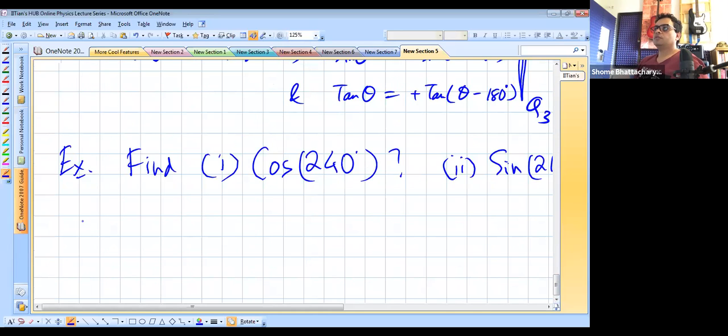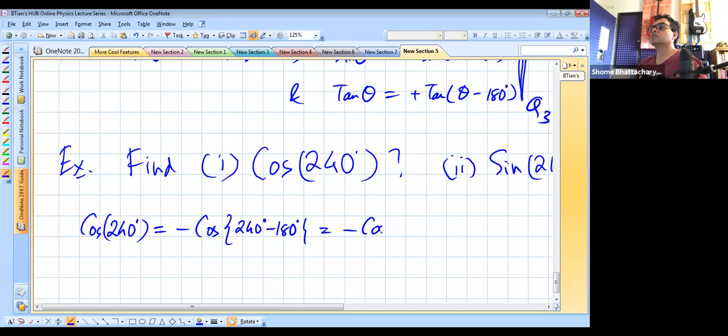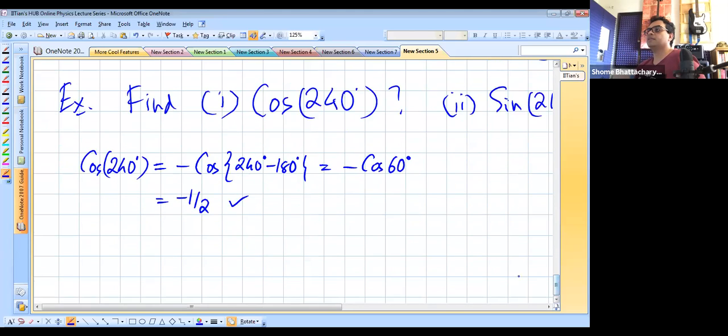All right. So cos 240, I'll just use this formula. It is minus cos. Now in the third quadrant, we express the angle as theta minus 180. So 240 minus 180 degrees. So that becomes minus cos 60. And cos 60, you know, is half. So this becomes minus half. So if the angle is 240 degrees, then its cosine is equal to minus half.